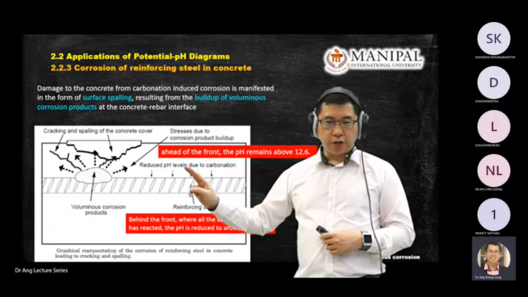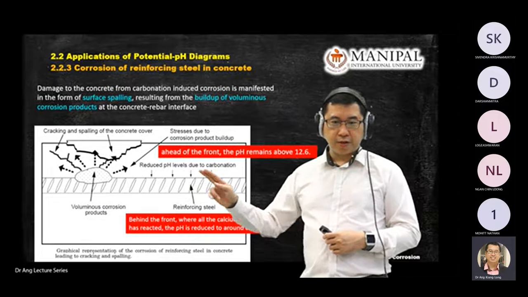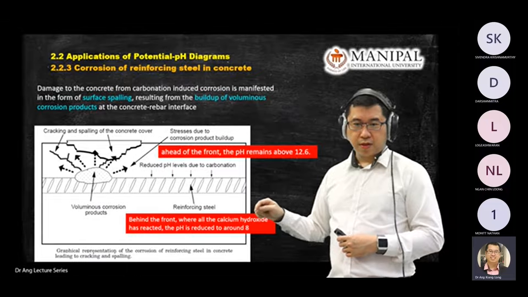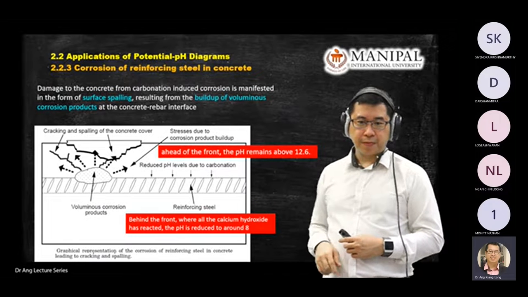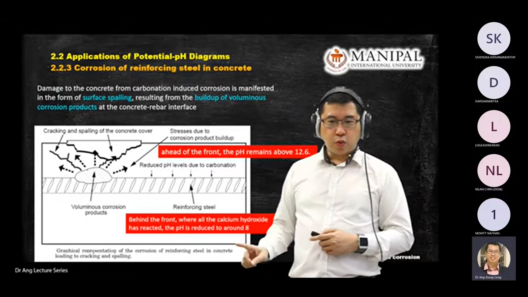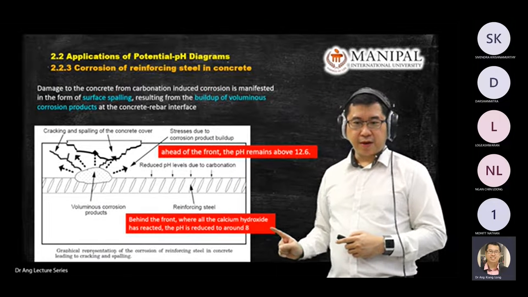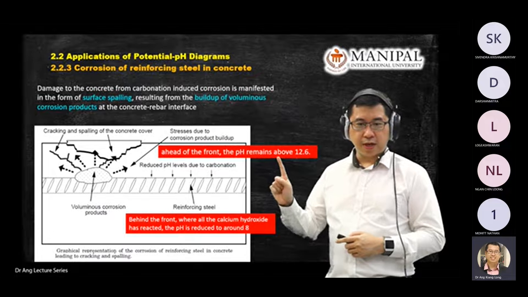And when the corrosion takes place, the pH drops near to neutral. So how do we solve this problem? We return the environment back to alkali.